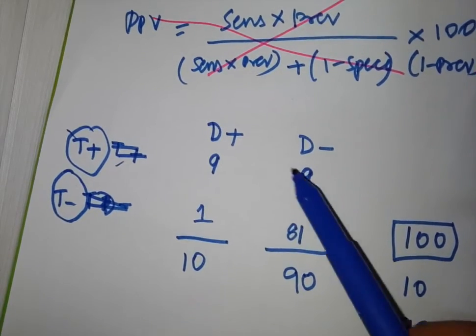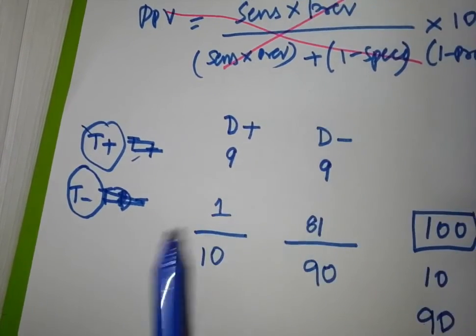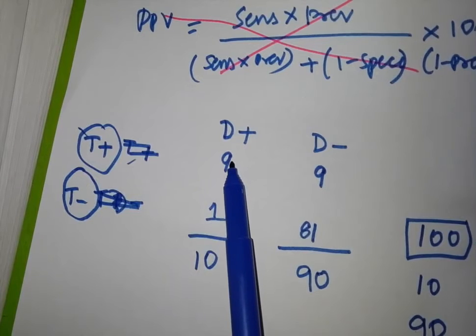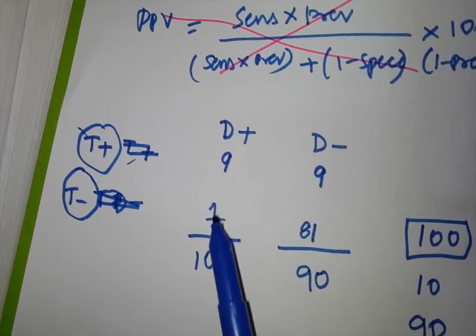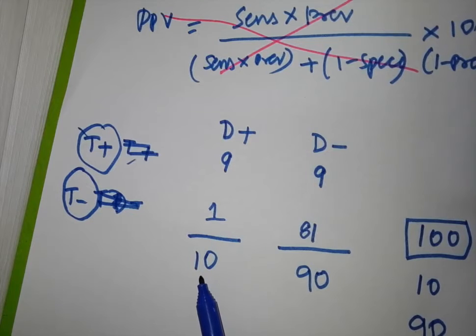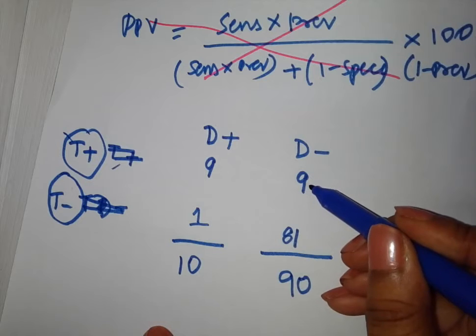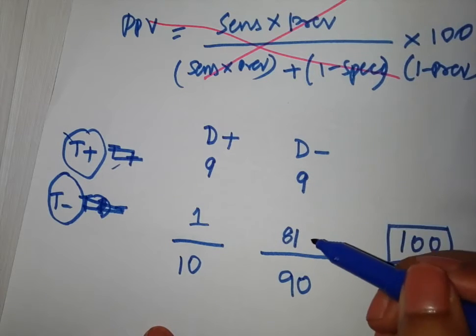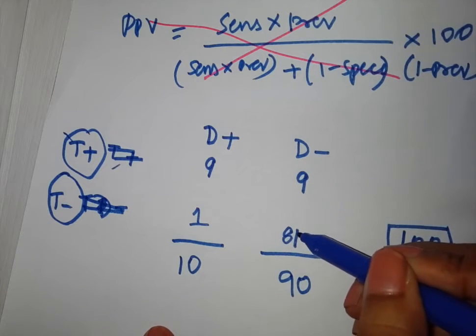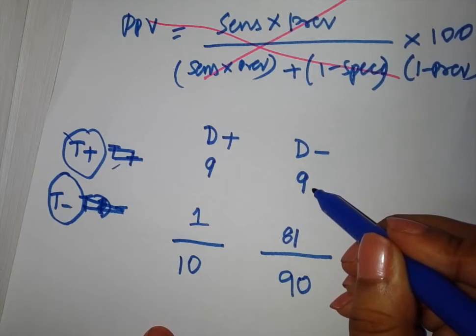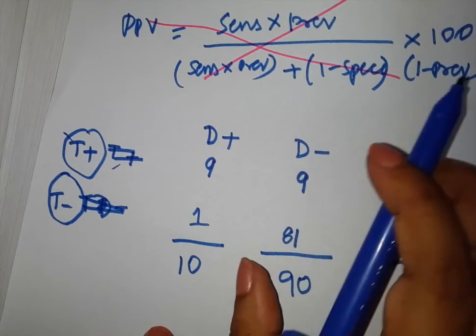Now you cross check. Sensitivity is true positive by true positive plus false negative. 9 by 10, that will make it 90%. Again, specificity is true negative divided by true negative plus false positive. So that will make it 81 by 81 plus 9, that is 81 by 90, that is again 90%.